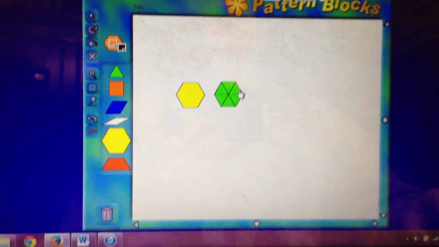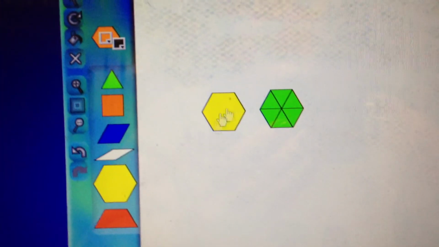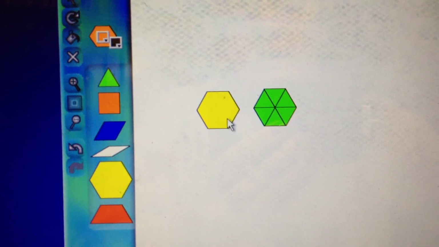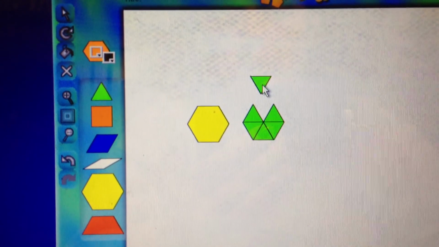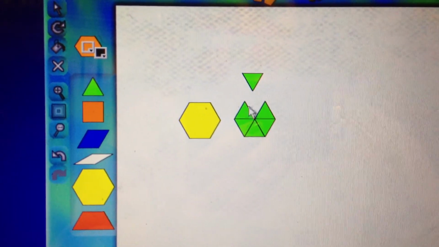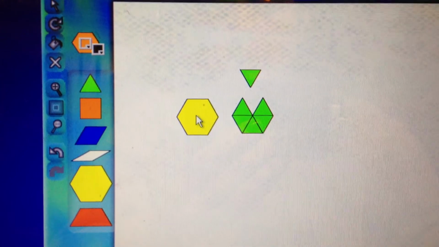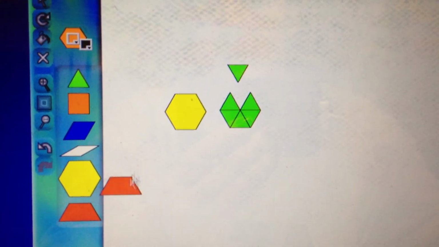So right here we have 6 of these small triangles that will fit into one of these larger shapes. So we understand that this shape is 1/6 of this shape. So that is our fraction because 6 of these fit into this shape. It is 1/6. We can find other fractions from this as well.